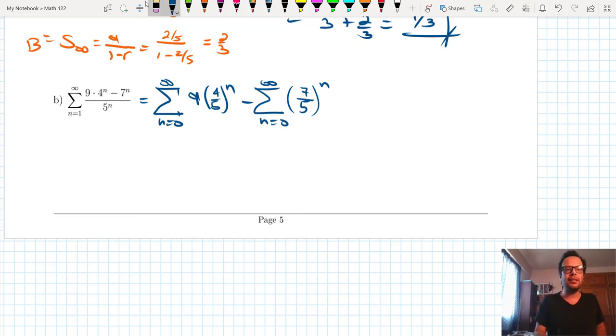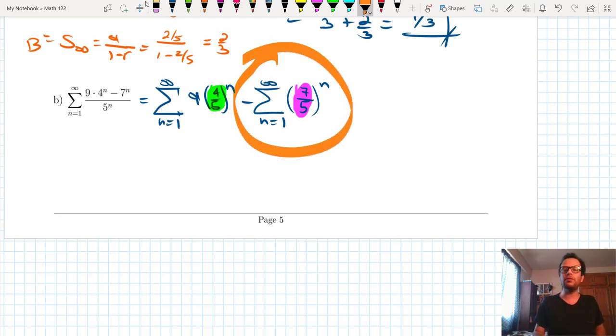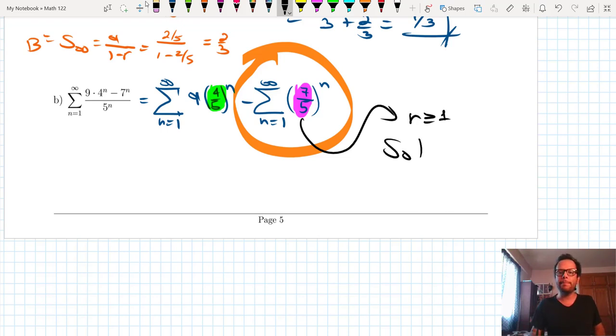Oh, by the way, this starts at 1. It should start at 1. Accidentally wrote 0. Okay, in this case, I'm not going to shift the index because by looking at these r's, well, this one is greater than or equal to 1. So this will be divergent. Even though this is less than 1, which converges, because of this term, the whole series will diverge. So r is greater than or equal to 1, so the series diverges.